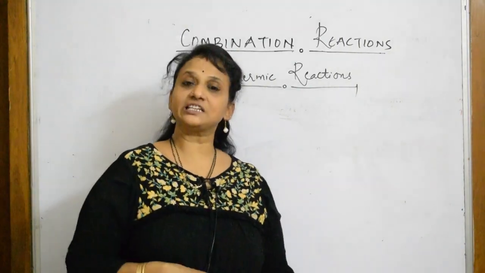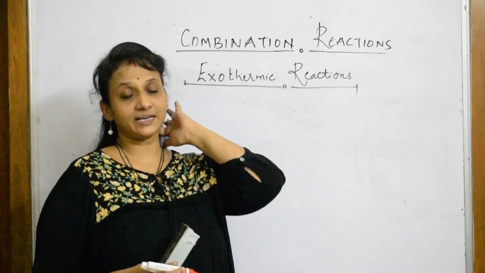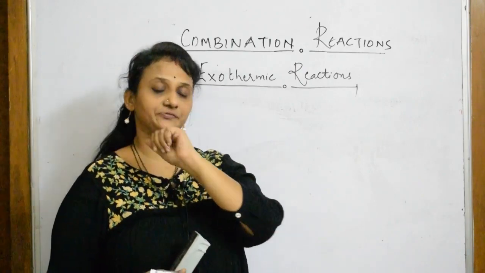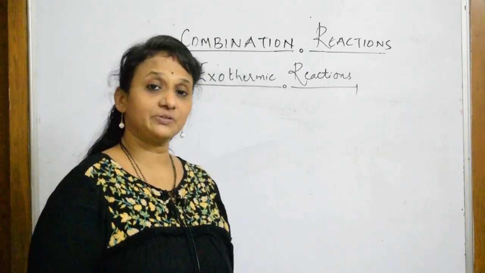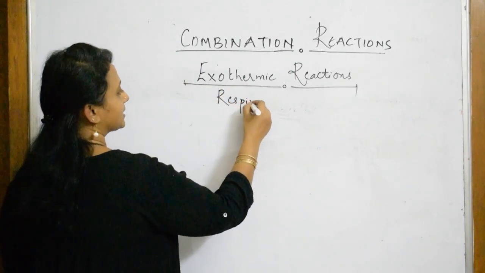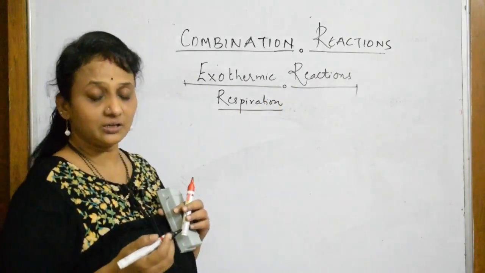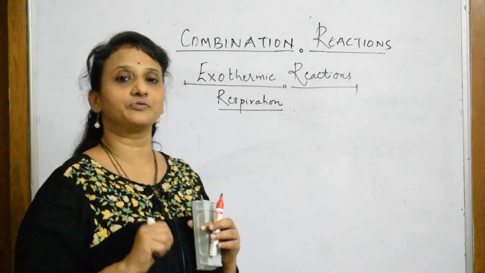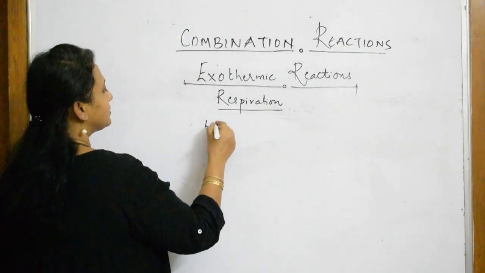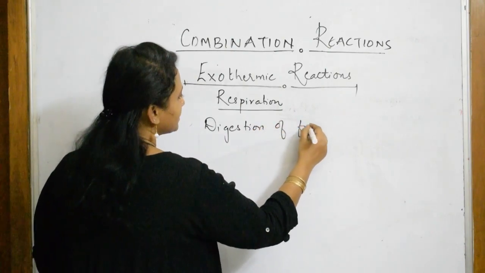Right, students, we have seen the definition of the combination reaction. Now let us see the examples of the exothermic reaction. What is the first example? We said important: respiration comes under exothermic reaction. So respiration is a process, now cellular respiration rather. Here, what is happening during digestion of food? Important. So I am going to take the example of digestion of food. What happens?